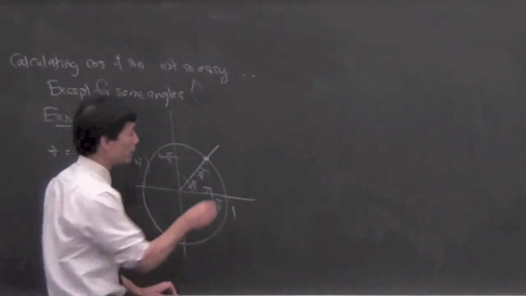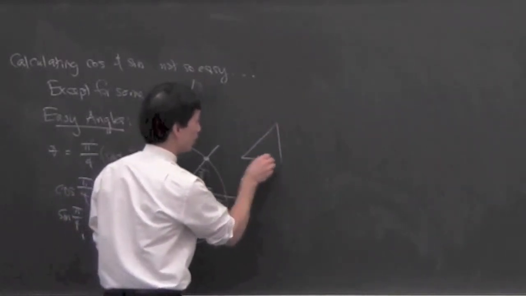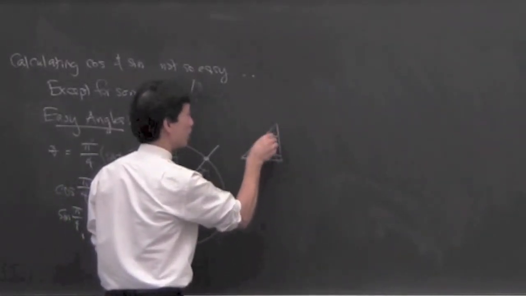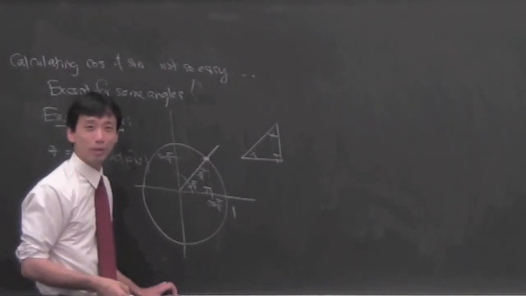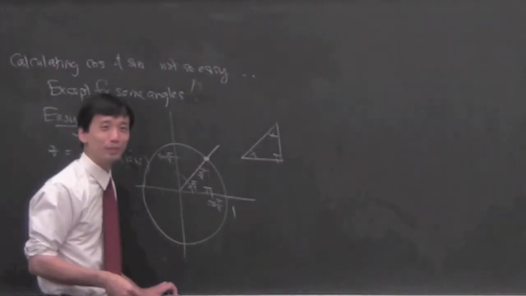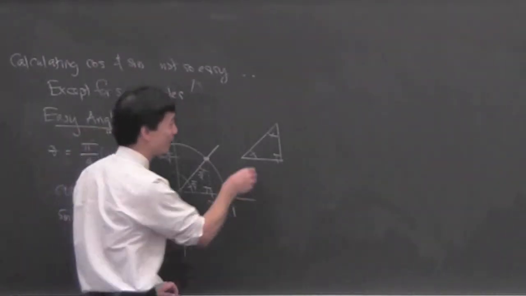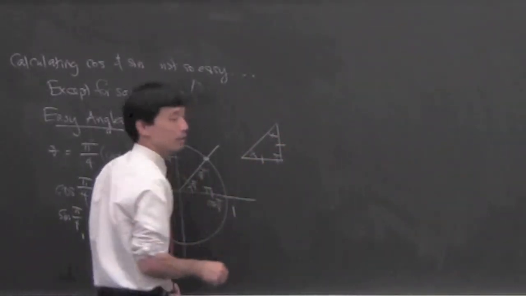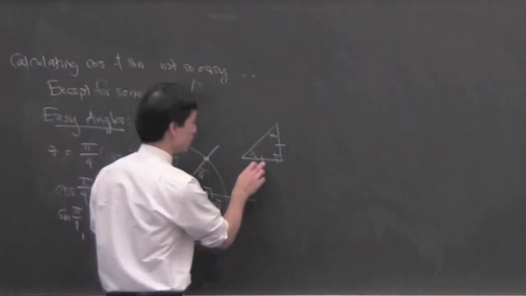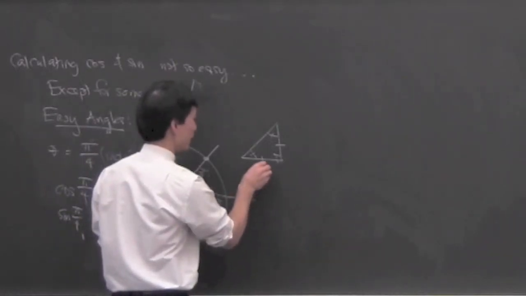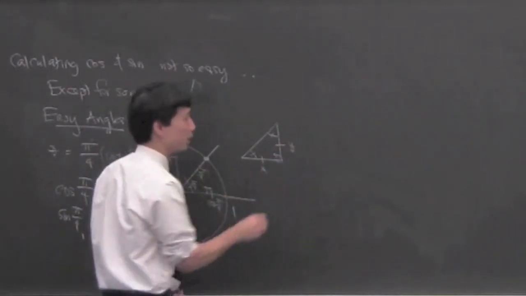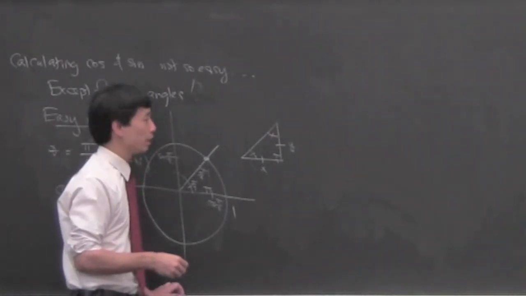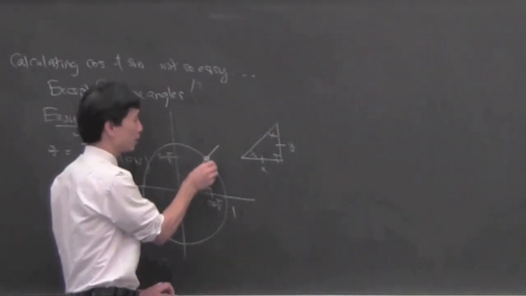So we have an isosceles triangle, right? We have an isosceles right triangle. So this length x and this length y are the same, right? And what else do we know about x and y?